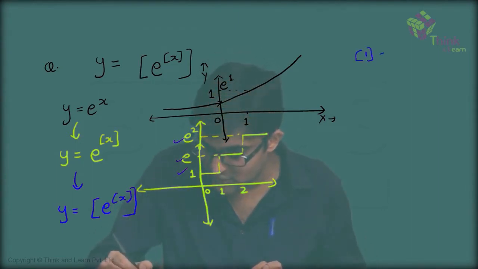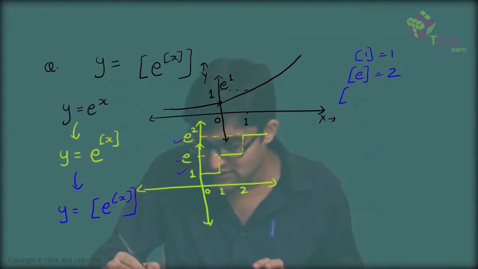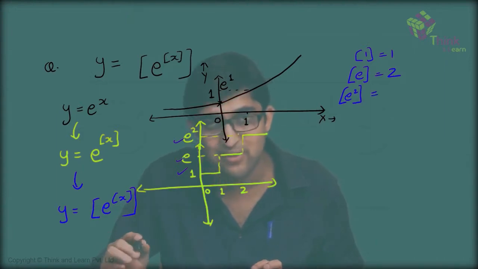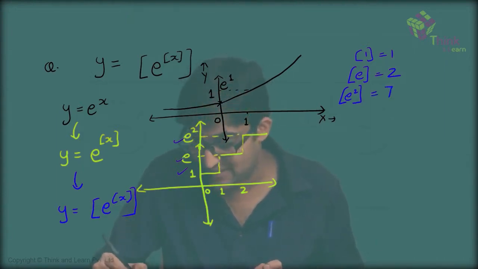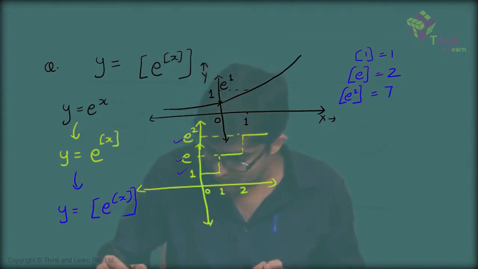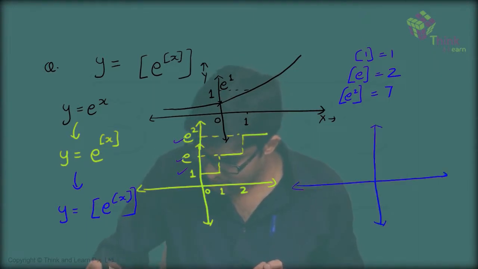What is greatest integer of 1? You know it's 1. What is greatest integer of 2? You know it's 2. What is greatest integer of e square? The value will be somewhat like 7 point something. So it will be 7. So the curve will transform to something like this.